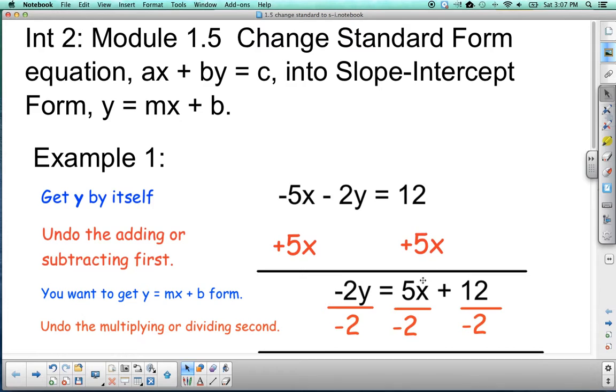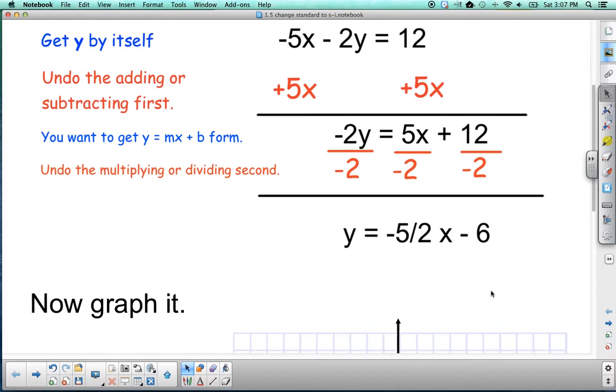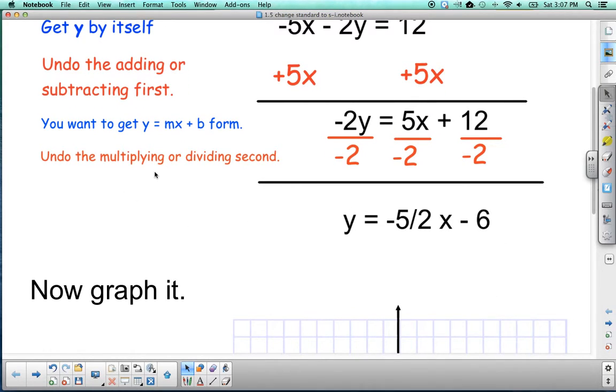We put the 5x first because we're trying to get the equation in y equals mx plus b form, and we want the y first, the x term second, the plain old number third. Once we've gotten that equation, the next thing to do is to undo the multiplying or dividing second. Our y is now being multiplied by negative 2, so we're going to divide every term in the equation by negative 2. Please make sure to divide each one separately and use a fraction bar.